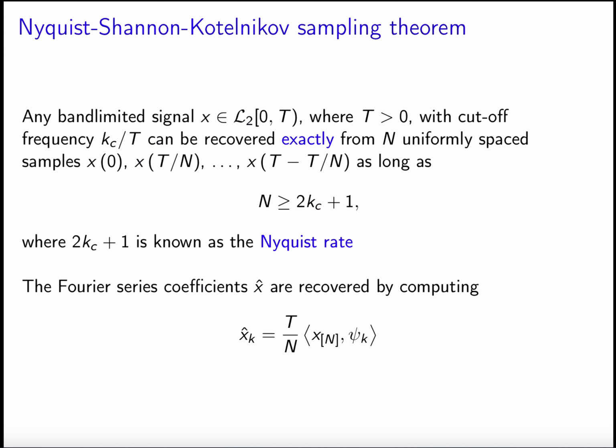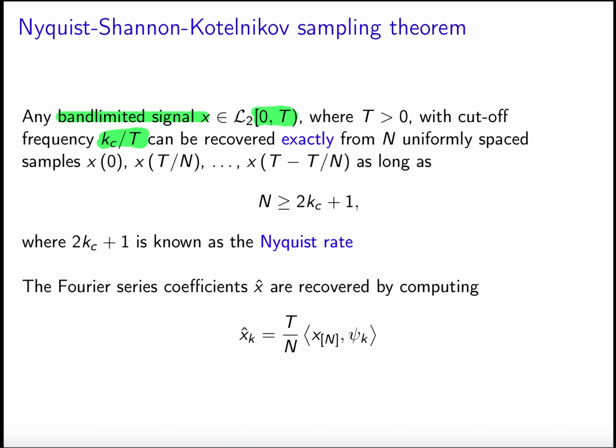And that's the celebrated sampling theorem. The celebrated sampling theorem tells us that we have a band-limited signal that is a linear combination of continuous complex sinusoids that has a certain cutoff frequency kc over T, because again, the signal is restricted to an interval of 0 to T.